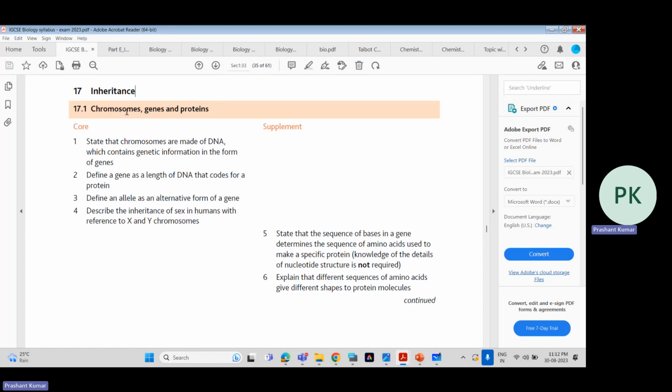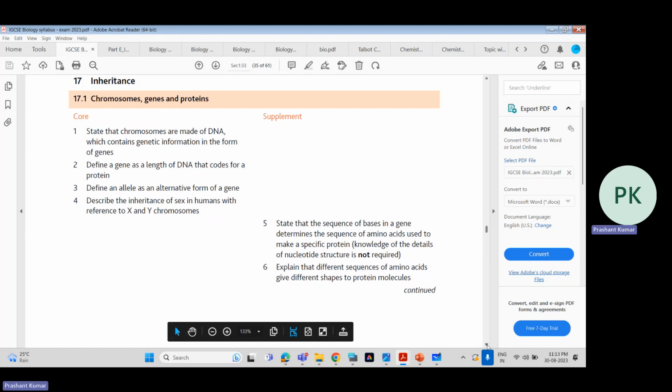So we'll talk about chromosomes, genes, proteins, right? In which we'll see how the genetic information travels. What is a gene? A gene is a length of DNA. Define allele as an alternate form of the gene. Describe the inheritance of sex in humans. Then state the sequence of bases in the gene which determines the sequence of amino acids that is used for protein synthesis. Explain that different sequences of amino acids give different shapes to the protein molecule. That is very important.